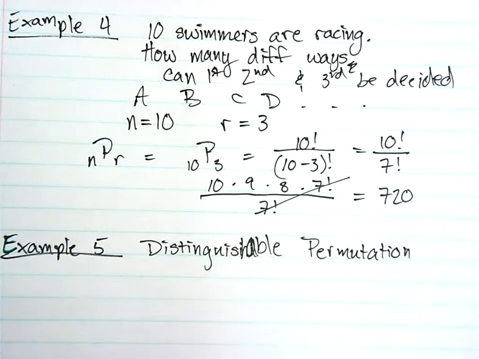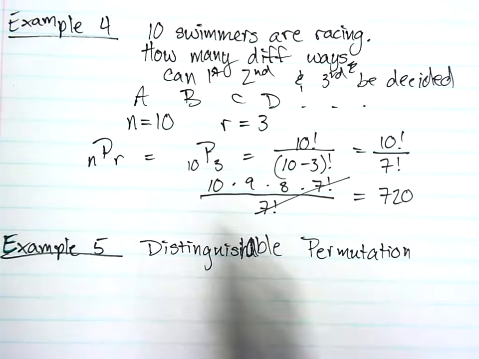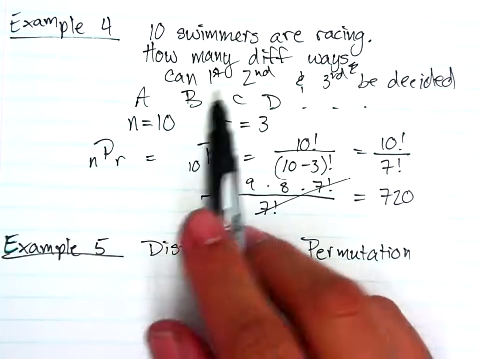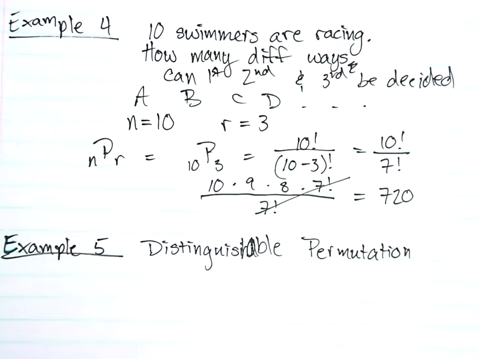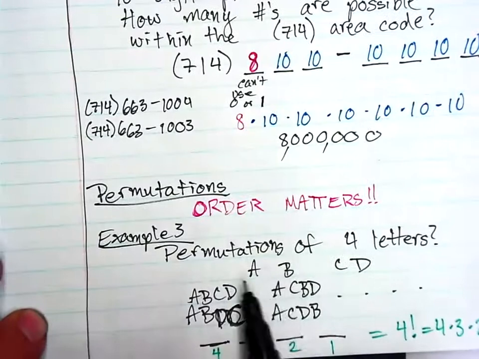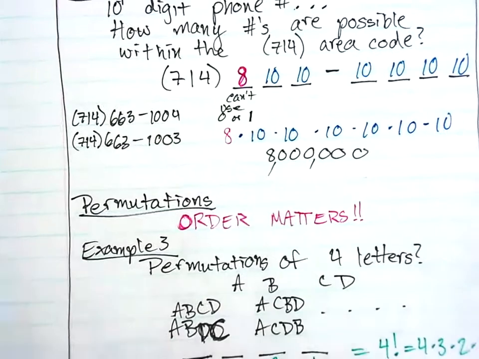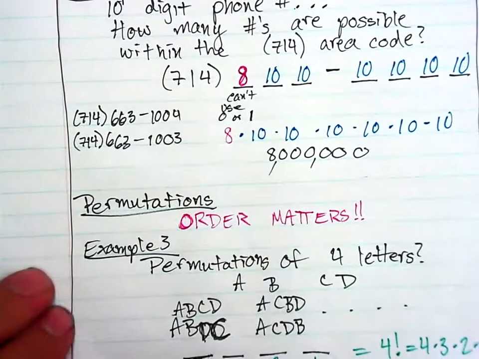Alright, so we're continuing on with the previous video. So one thing I want to note with example 3 and example 4 is that these are focused on things that are different. In other words, this is swimmer A, swimmer B, swimmer C, swimmer D, and so forth. And then over here with example 3, we had letter A, letter B, letter C, and letter D. And we were figuring out different ways to put them in order using permutations.